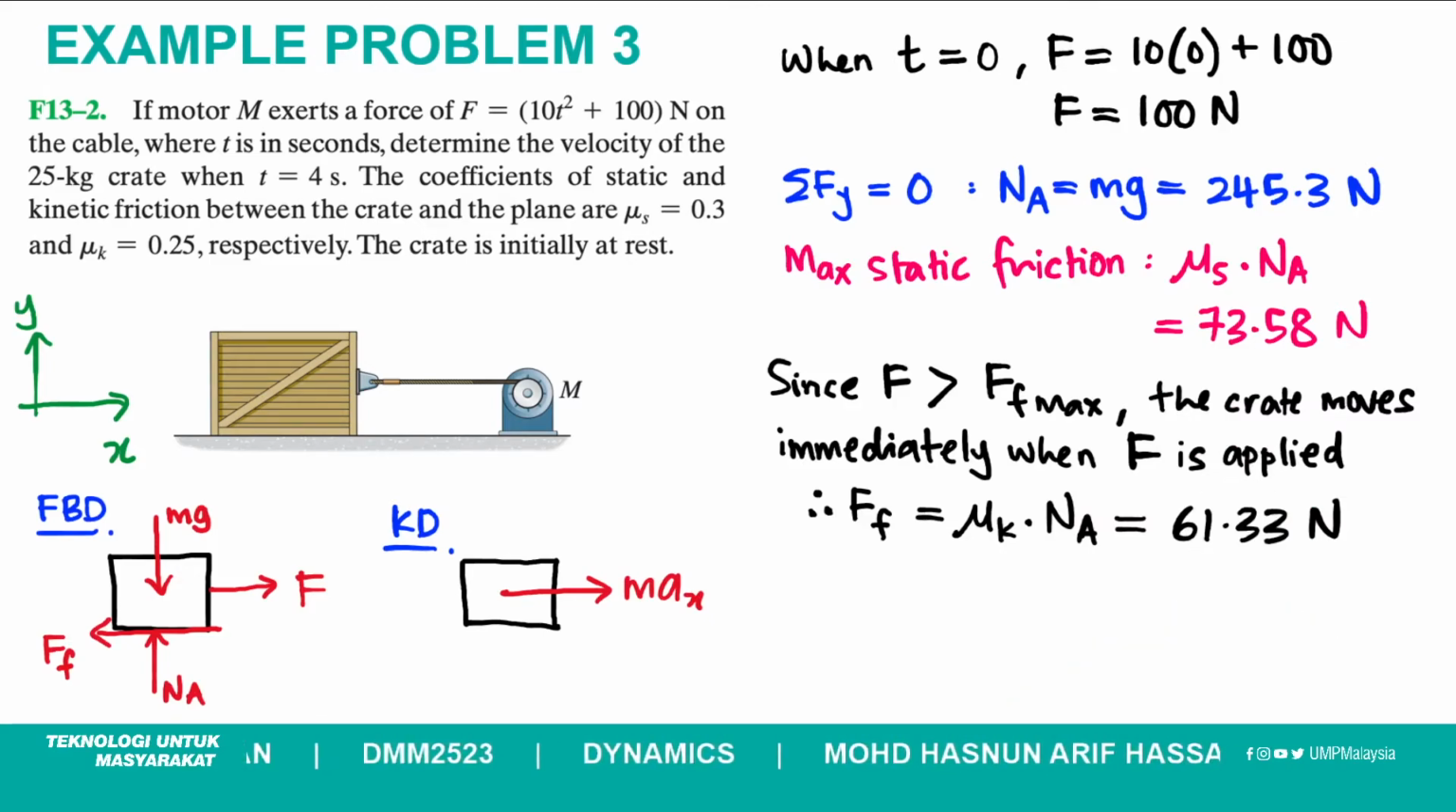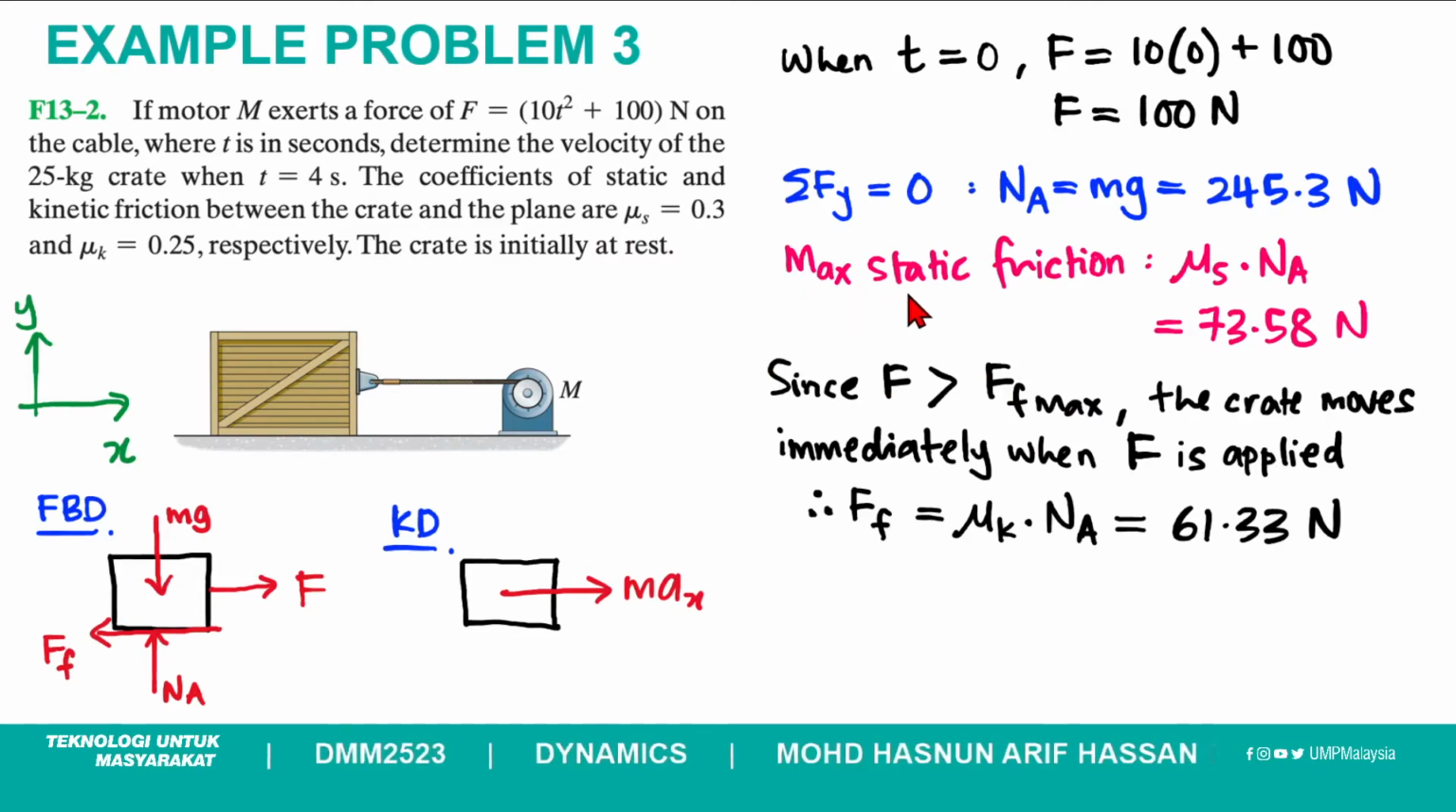So we cannot use mu s in this case because we know immediately the box will move. So we then use mu k. This is just a trick question, to test whether you know how to differentiate between static and kinetic friction, which one to use. You cannot simply use any of the coefficients. You have to justify why you use mu k or why you use mu s. So this is how you justify.